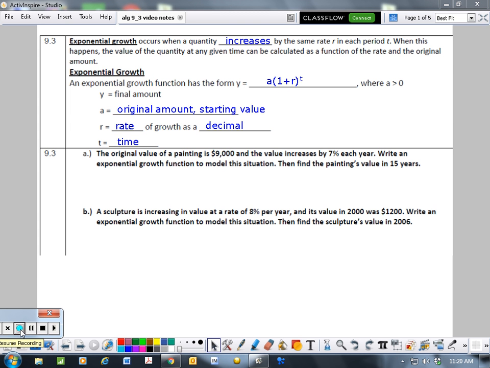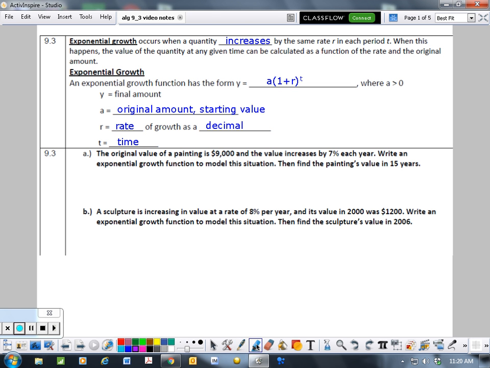Okay, now that we've graphed exponential functions and I've talked to you about how we see exponential growth and exponential decay, we're going to talk about how to write those functions and how to use them in real life. So exponential growth occurs when a quantity increases, and so again, as we move to the right, the value goes up by the same rate r in each period t. When this happens, the value of the quantity at any given time can be calculated as a function of the rate and the original amount.